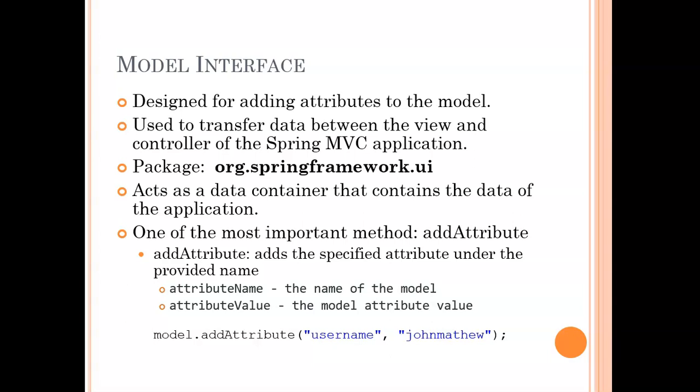So here it provides you with a name and a value concept. So here you can give a name, as you can see, username, and a value that you can see as John Matthew. This is how it is written, model object dot addAttribute.